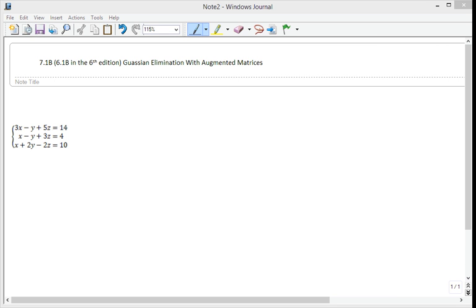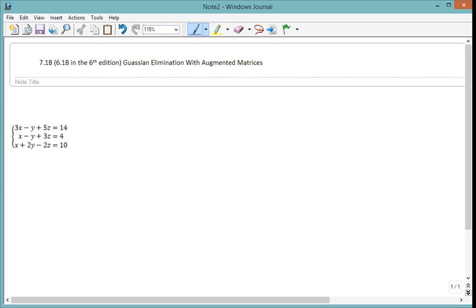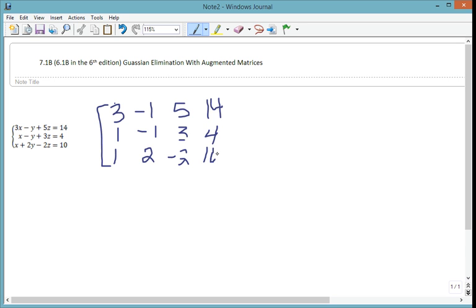So first of all, we're going to put this into an augmented matrix. We'll just be using the coefficients, right? So 3, -1, 5, and remember we're going to put the answer column there too. 1, -1, 3, 4, 1, 2, -2, and 10. Okay, so there's our matrix that we're going to use now instead of these equations for all of our manipulating.